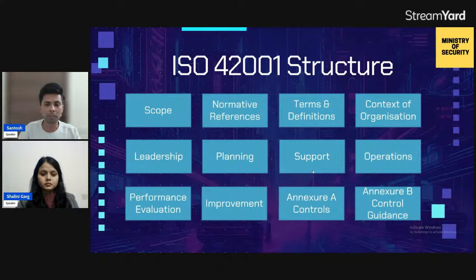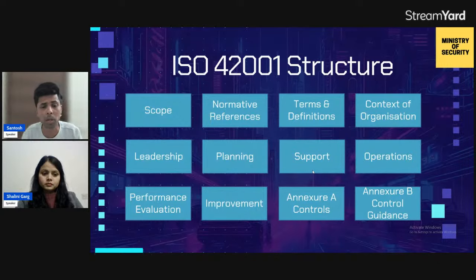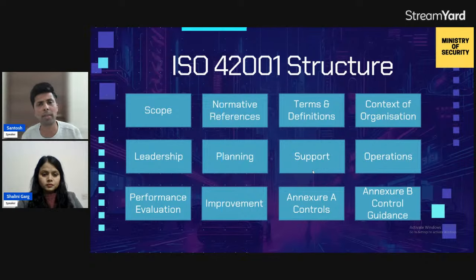So there are two parts to ISO 42001. One is the clauses. The second is the controls. Clauses are the scope, normative references, terms and definition, context of organization, leadership, planning, support, operation, performance evaluation, improvement. These are your clauses. What is the difference between clauses and controls?